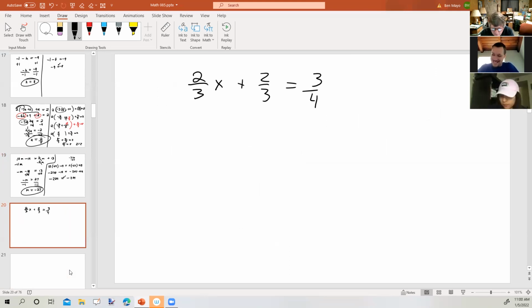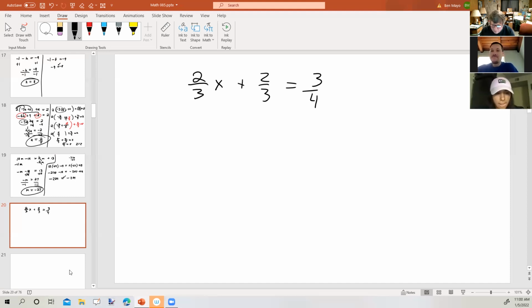Now, we could subtract 2/3 from both sides of the equation, take 3/4 minus 2/3, get a common denominator, and put them together as a single fraction. Then we could come back and say, oh, we've got to get rid of the 2/3, the coefficient of x, so multiply both sides by 3/2, and so on. We could do all that. Nothing wrong with that, but we're going to look at a better way.